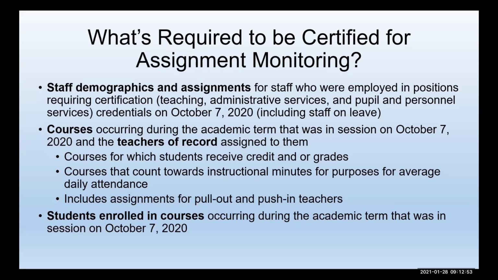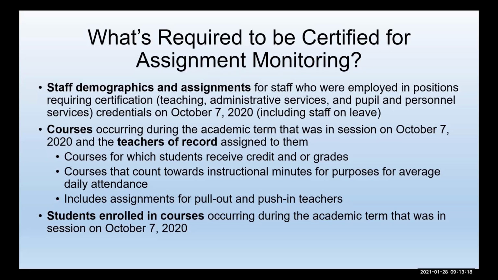In addition, we ask that you also report staff on leave, particularly if they are reported as teachers of record that are on leave on Census Day. Now, the courses that you're reporting are courses that were occurring during the academic term that was in session October 7th, 2020, and the teachers of record assigned to them.